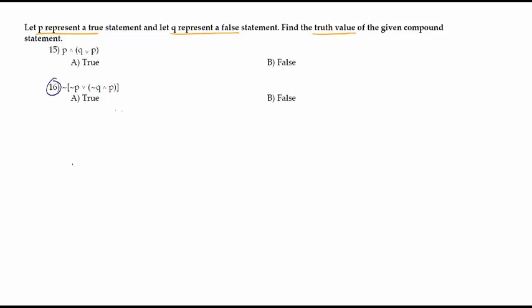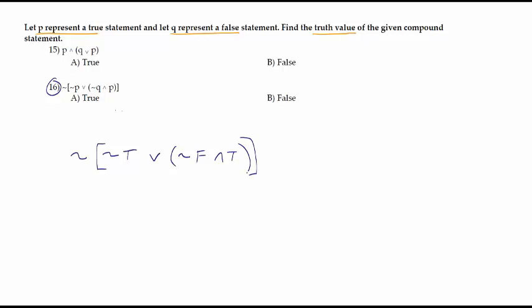So for number 16, I've got the negation of, and then our square brackets, the negation of P. Well, P is a true statement, so I'm going to go ahead and put my true in there. Or, and then parentheses, not Q. So not Q is a false statement, so I'll put not false, and P is a true statement.